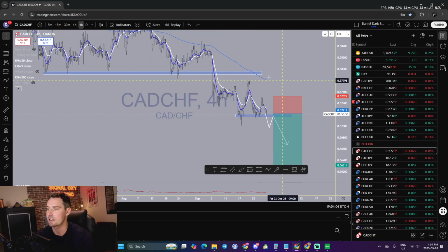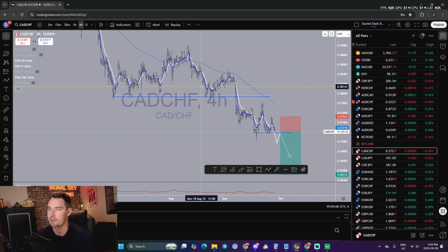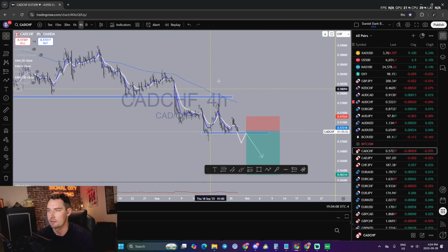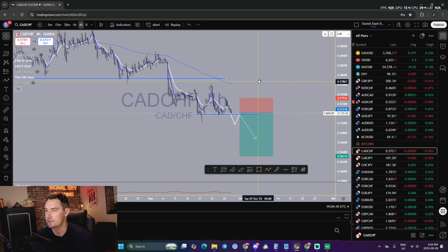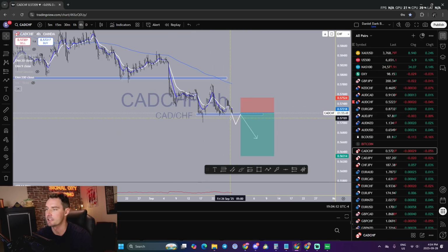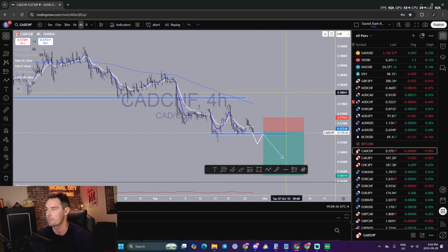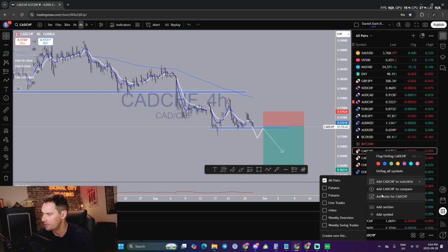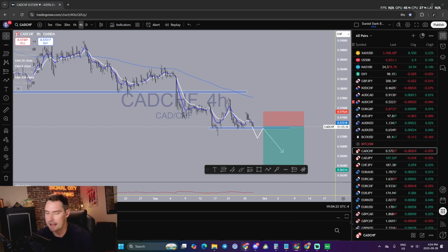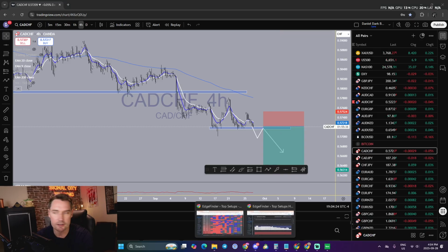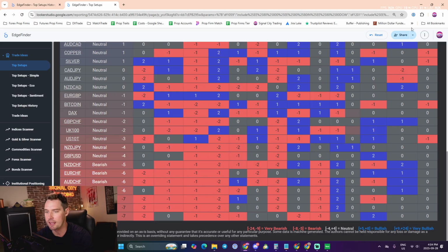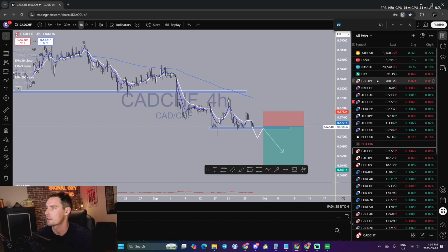So that could be a setup for CADCHF to align with the economics there. Not too bad. Obviously, this level was so nice, but that's a bit of a different play. It's not really a limit order. It's a break and retest type of setup, but I'll add that one to our watch list. And the very last one that we wanted to see was AUDUSD. We can look at that real quick.